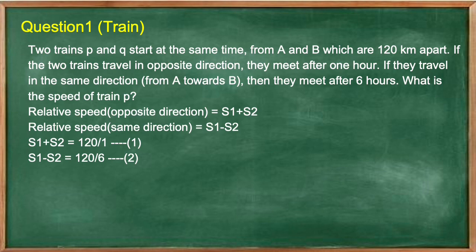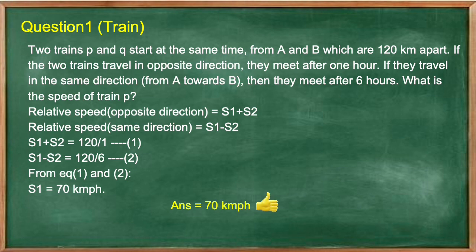From these two equations, we can calculate the values of S1 and S2. So from equation 1 and equation 2, S1 is equal to 70 km per hour. So our answer is 70 km per hour.